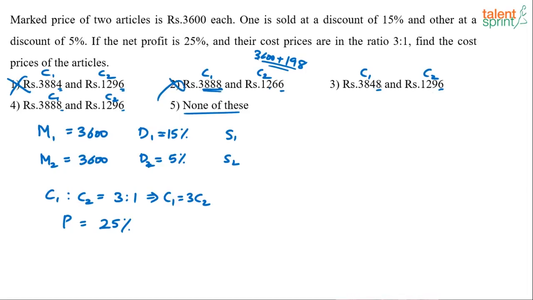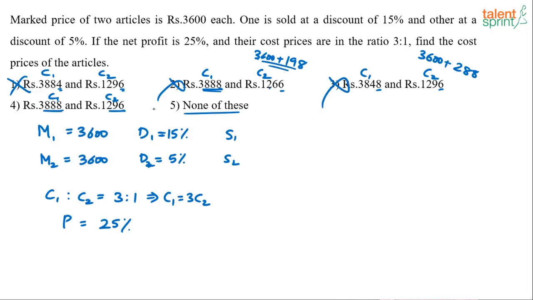1296 into 3. What is 1296 into 3? We have already got this. No, we have not got this. 1296 into 3, 3600. And 96 into 3 will be 270 plus 18, 288. So 3888. Now this is 3848. Can this be the answer? No. 1296 into 3, yeah, 3888. So option 4 or the fifth option, none of this.